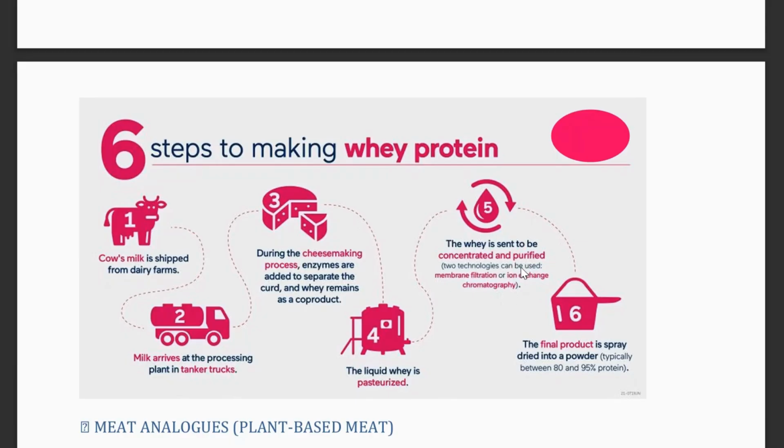After that, the whey is concentrated and purified. Here, two technologies can be used. One is membrane filtration or ion exchange chromatography. After that, the final product is spray dried into a powder. It is typically between 80 to 90% protein.